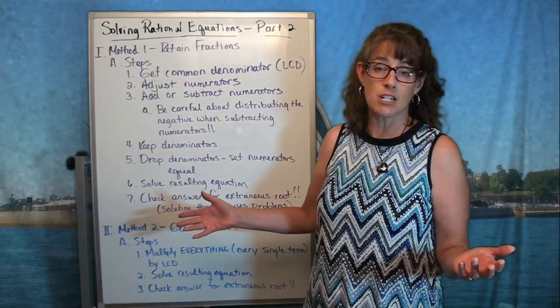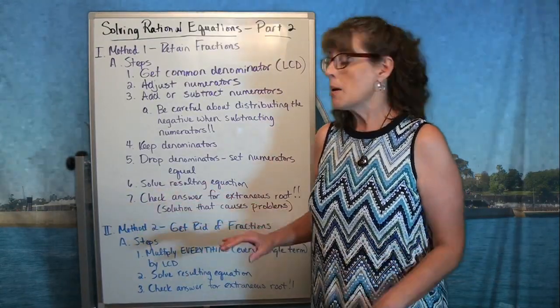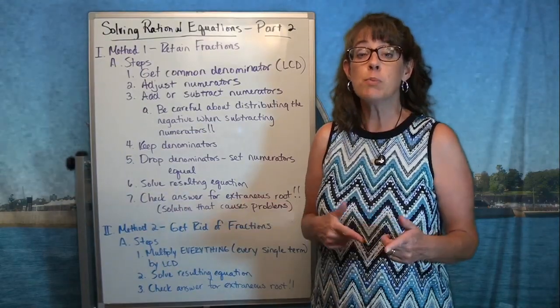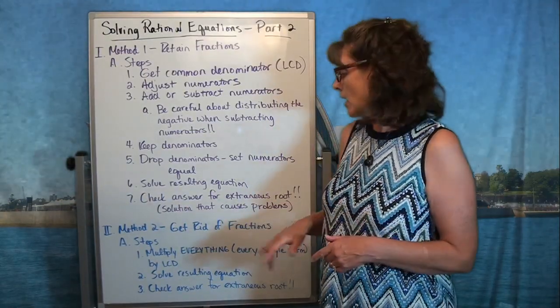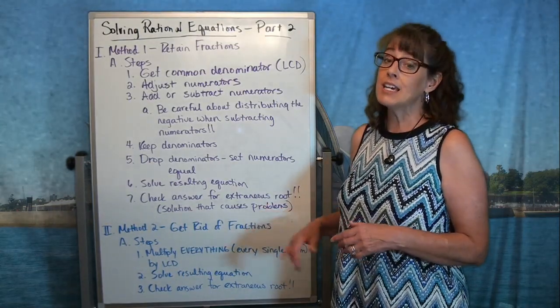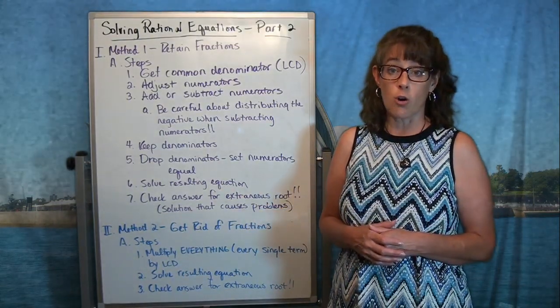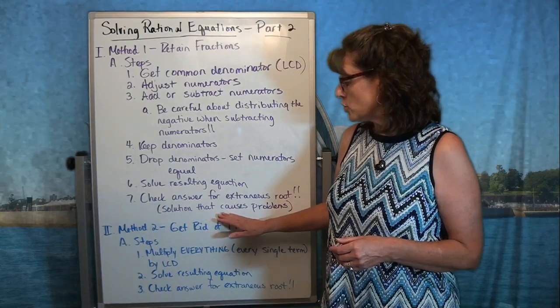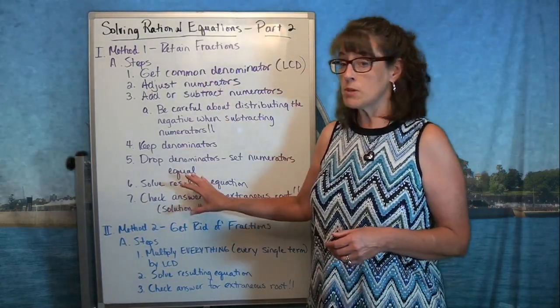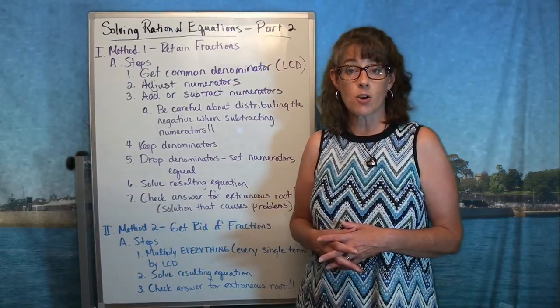It's always a good idea to check your answers to make sure you're right, but in this case, it's critically important to check your answer, because if you plug it into that denominator and it creates a zero in that denominator, an extraneous root, then you don't really have a solution at all. So we've got to be sure that we check our solutions. So that's our first method that retains the fractions and gets that common denominator.